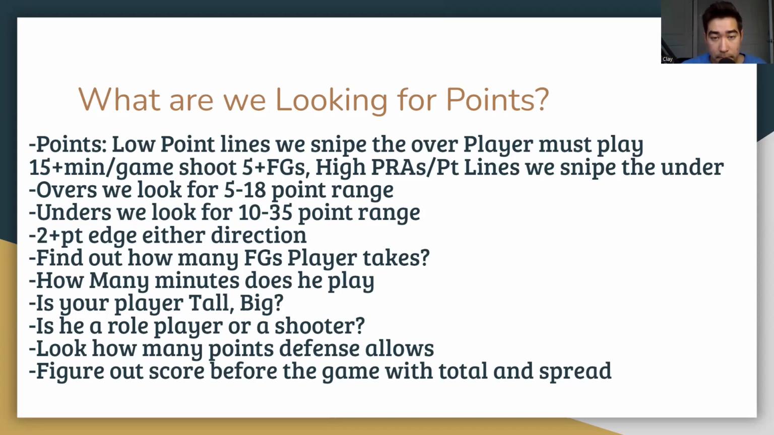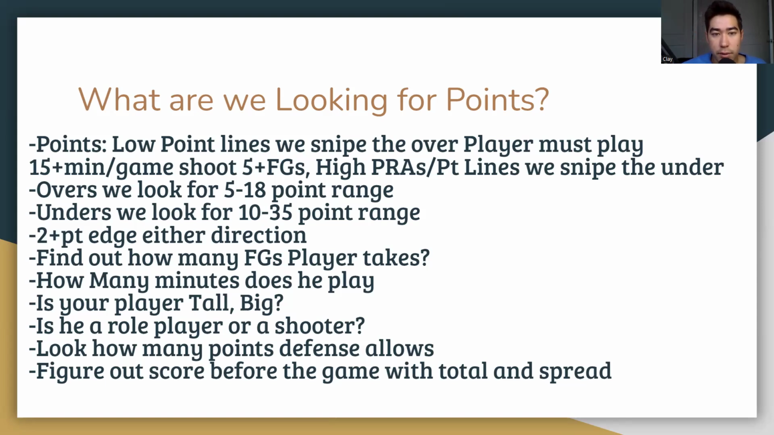So if we're going under on people, we're looking for high PRAs, high point lines that we can snipe the under on. So like say Giannis, for example, his point line's 32 and a half. We're gonna snipe the under on that. Luka Doncic, 33 and a half point line. We're gonna snipe the under on that. Those type of bets are usually money just because they only play so many minutes in a game. They play like 30, 35 minutes in a game. So they're only gonna have so many opportunities to score that many points. So we want to avoid going over on those type of lines for sure.